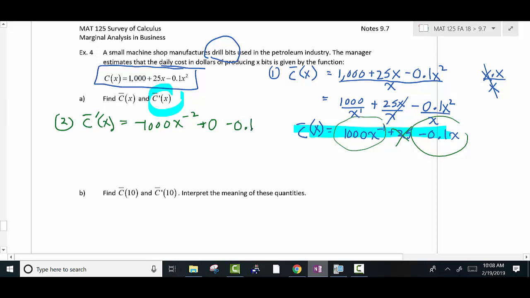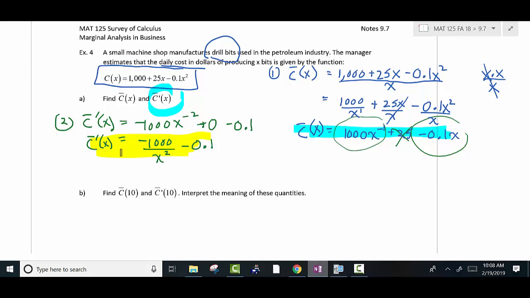Okay, now I'm just going to clean this up a little bit, and I'm going to take this back to a positive exponent, so I'd say negative 1,000 over x squared. Then I'd have minus 0.1. So this would be the marginal cost, would be just getting that derivative and then writing that as a function. Okay, you don't necessarily have to change that to a negative exponent, but it's helpful to do that. Okay? All right, any questions about what I've done so far?